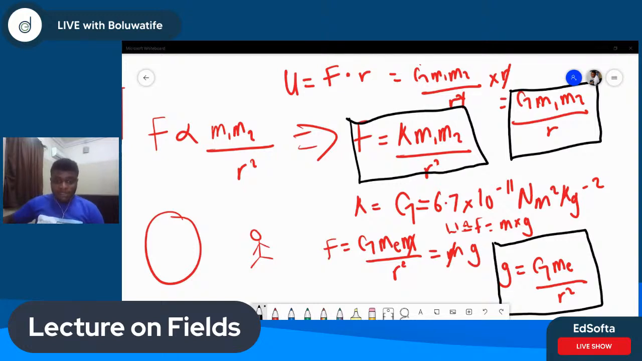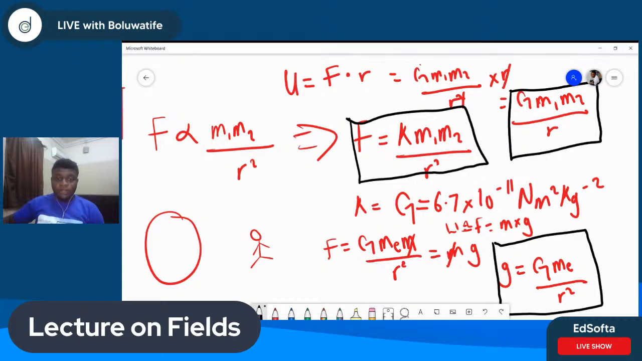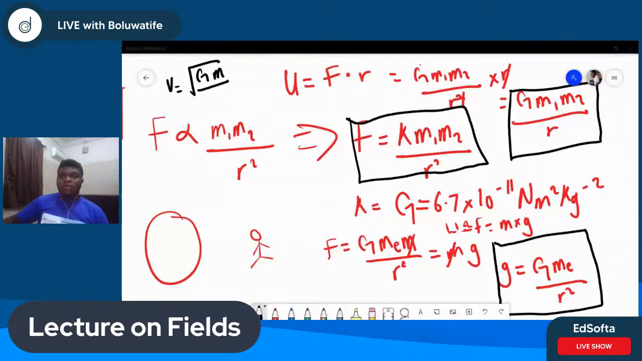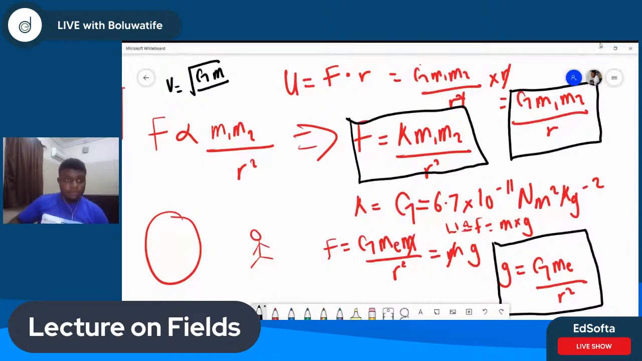The formula for that is the velocity is equal to the square root of GM over r. That's just it. Okay, so I think that summarizes it.